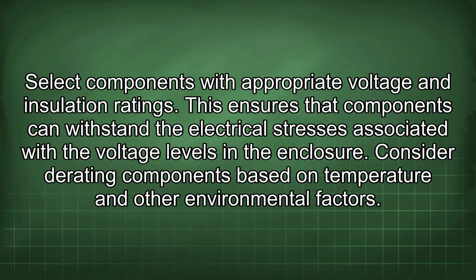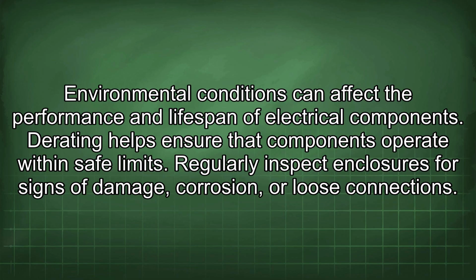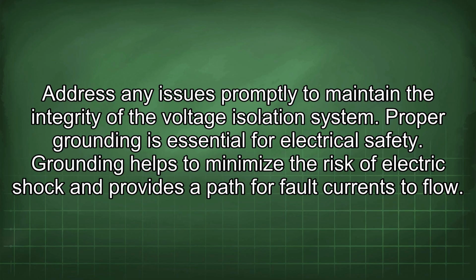Consider derating components based on temperature and other environmental factors. Environmental conditions can affect the performance and lifespan of electrical components. Derating helps ensure the components operate within safe limits. Regularly inspect enclosures for signs of damage, corrosion, or loose connections. Address any issues promptly to maintain the integrity of the voltage isolation system. Proper grounding is essential for electrical safety. Grounding helps to minimize the risk of electric shock and provides a path for fault currents to flow.